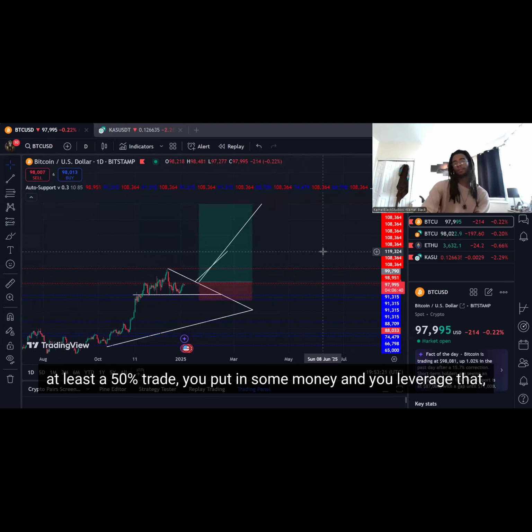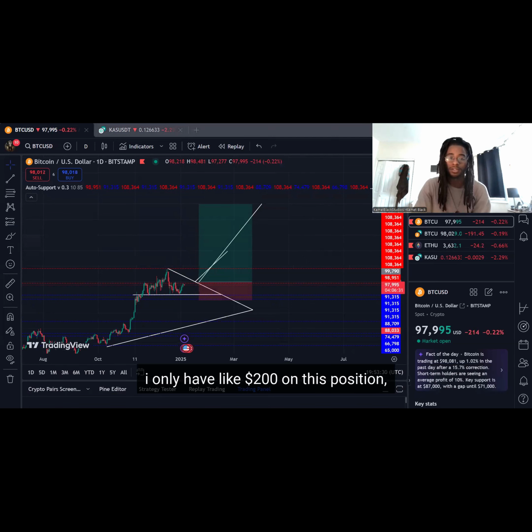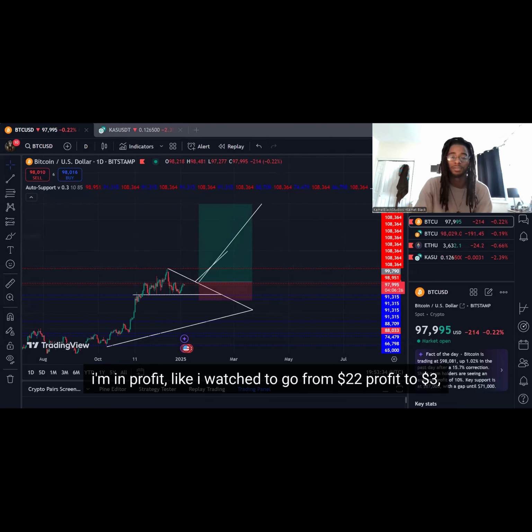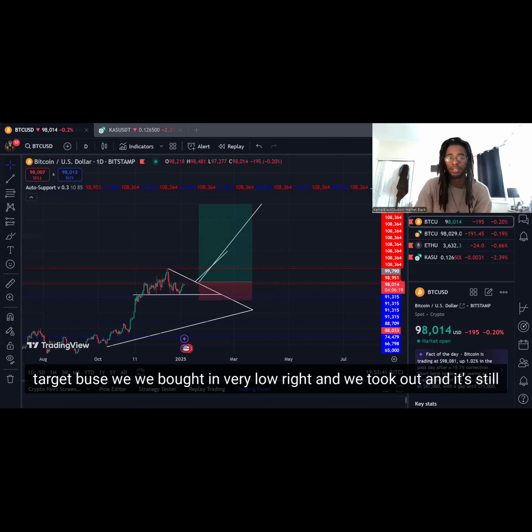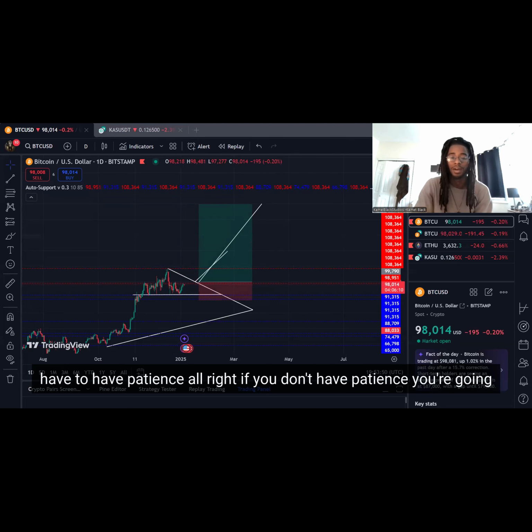You put in some money and you leverage that, you're going to be straight. And you already see my position is in profit. I only have like $200 on this position. I've watched it go from $22 profit to $3. It's just volatile. But nonetheless, when we hit that target, because we bought in very low, right? And it's still going up, guys. But because we're on the day chart, it's going to take time. You have to have patience. If you don't have patience, you're going to be screwed.